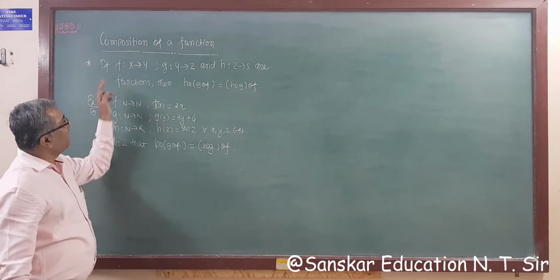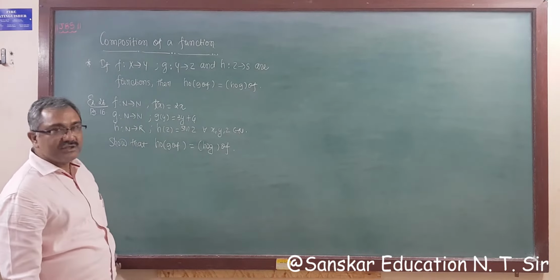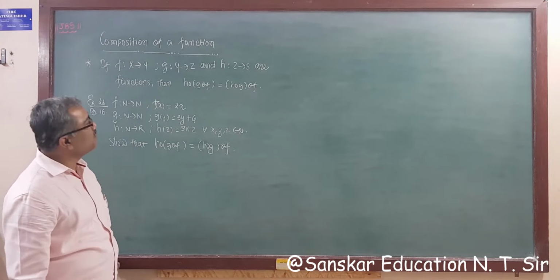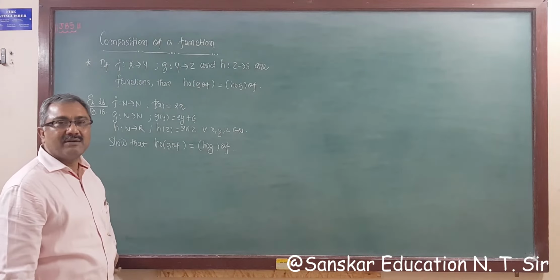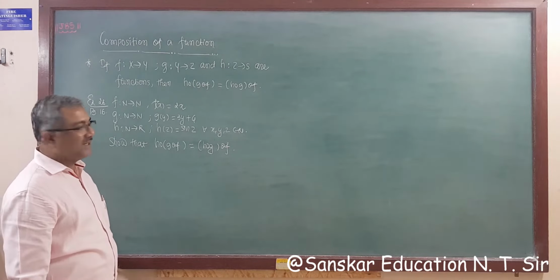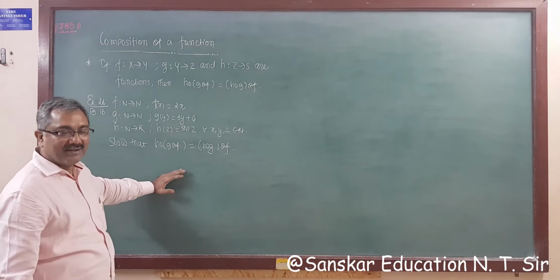So if f: X to Y, g: Y to Z and h: Z to S are functions, then h over (g over f) is equal to (h over g) over f. It is the same as an associative law, right? And the same question we have to solve here, right?